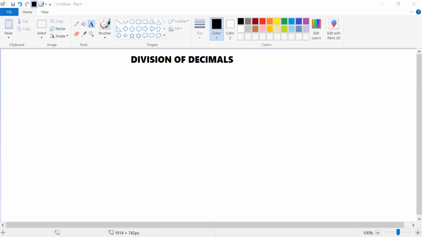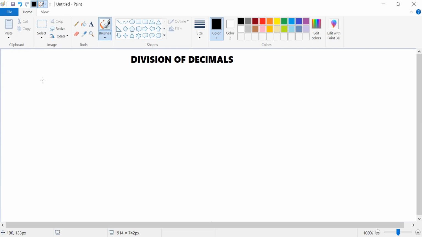Hi, today we will learn division of decimals. We can do the division in 2-3 methods, either by converting the decimal into decimal fraction or directly dividing. Directly how to divide, that's what we are going to discuss. But before that, I will just show you how to divide by converting to decimal fraction.